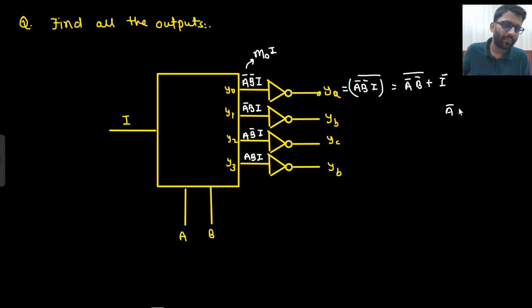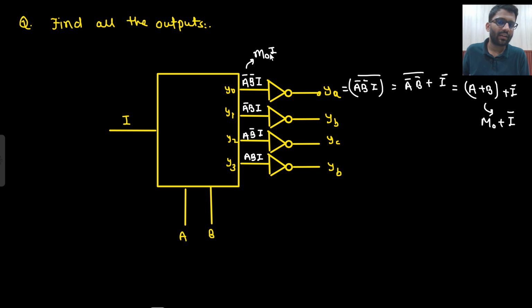Now A bar, B bar can be written as A plus B bar. Very interesting result we are going to see here. It can be written as (A plus B bar) another bar. What would that be? M0. Basically we are getting A plus B, the whole bar got cancelled. A plus B plus I bar. So what is this? Capital M naught plus I bar.